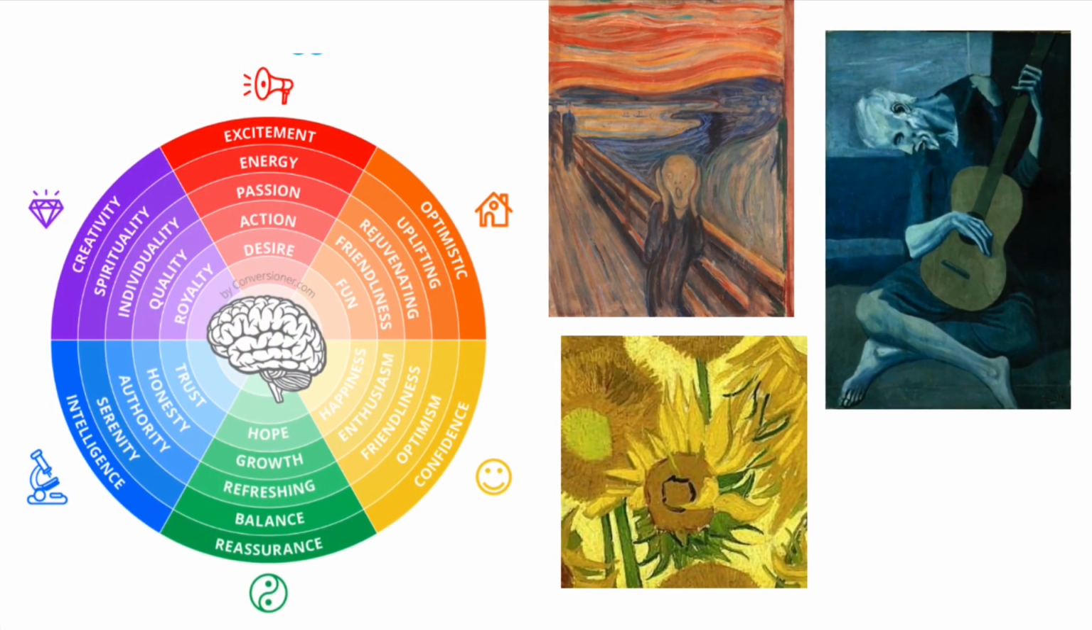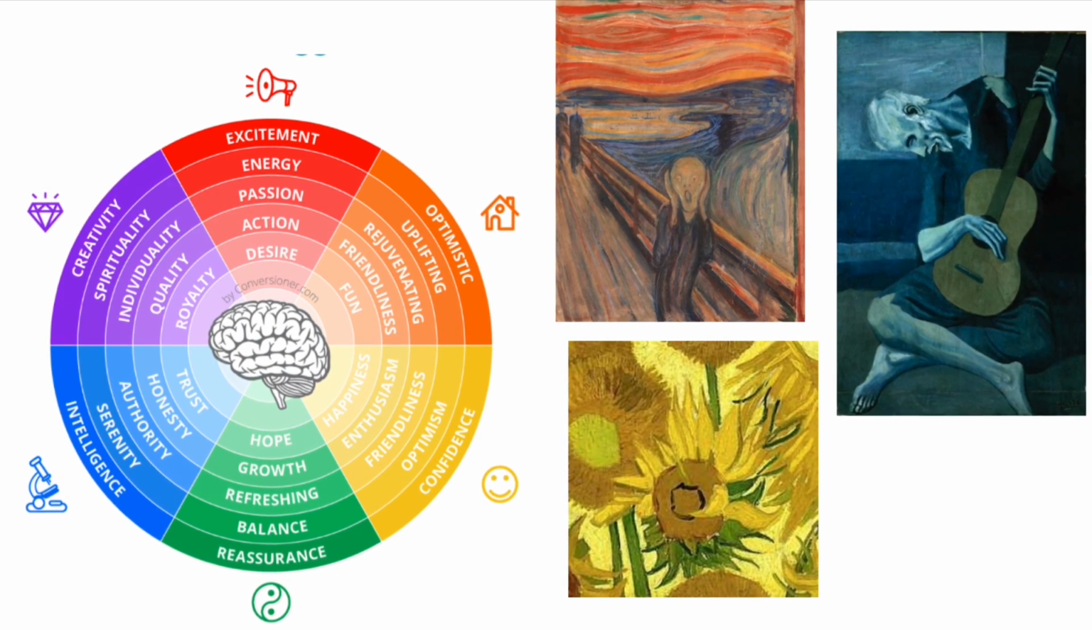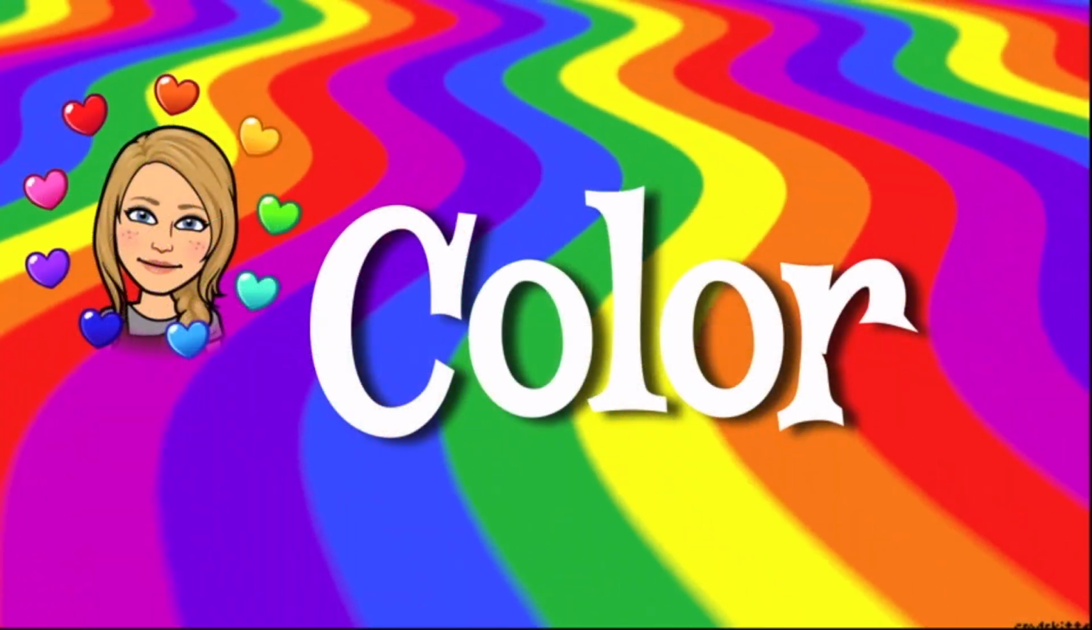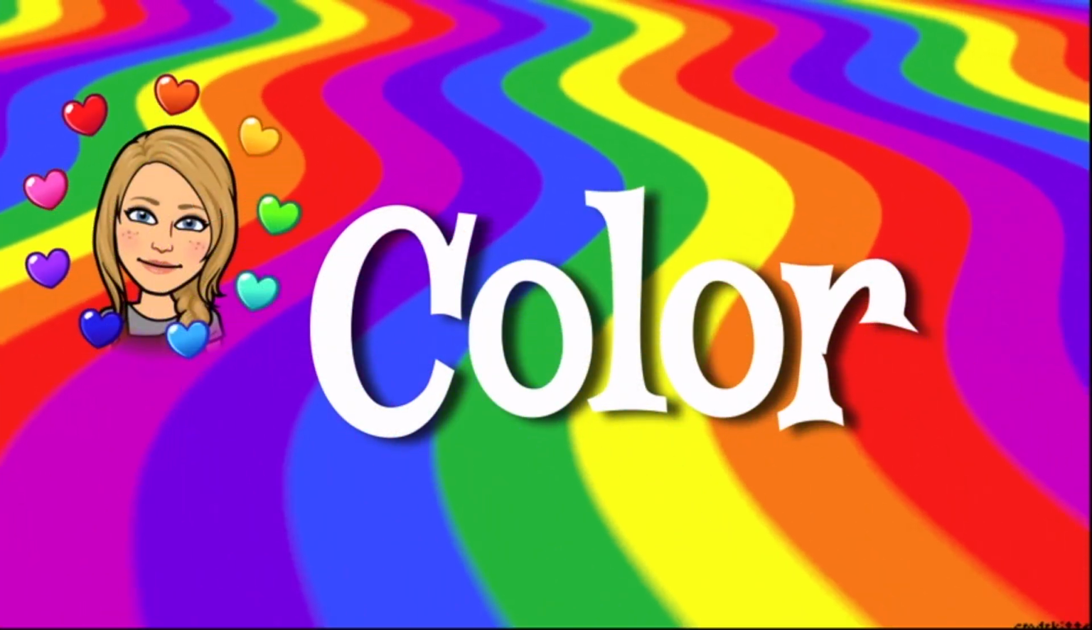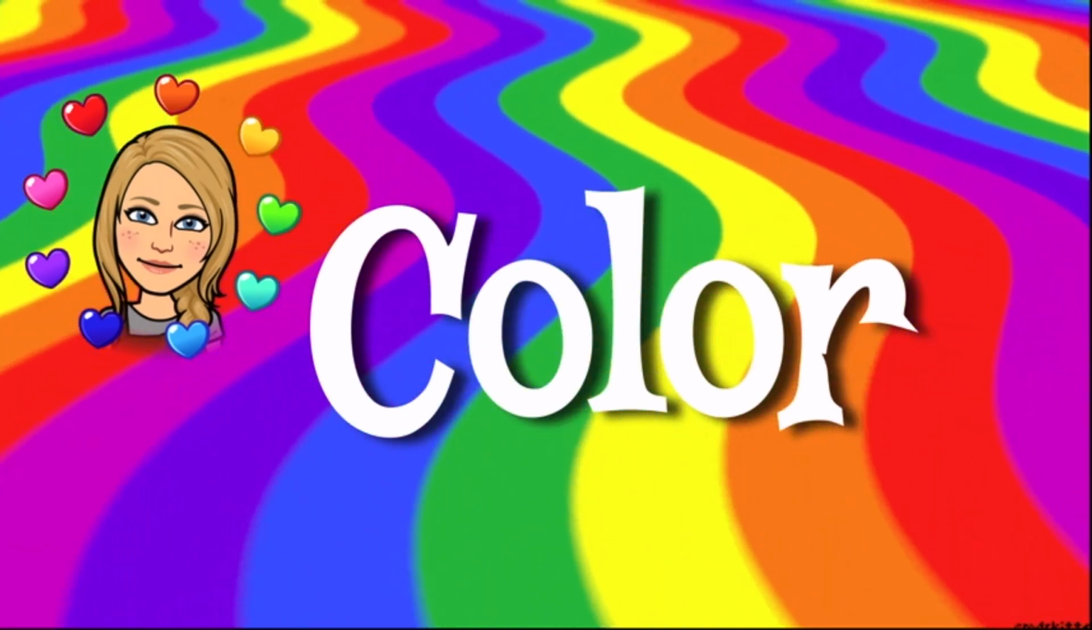Colors and emotions are closely linked. Warm colors can evoke different emotions than cool colors, and bright colors can create different feelings than muted colors. It all depends on how the colors are being used. Every color creates different emotions and feelings. I love color.